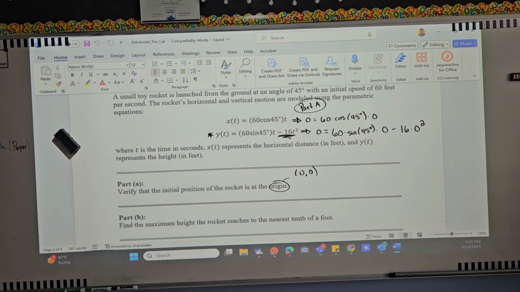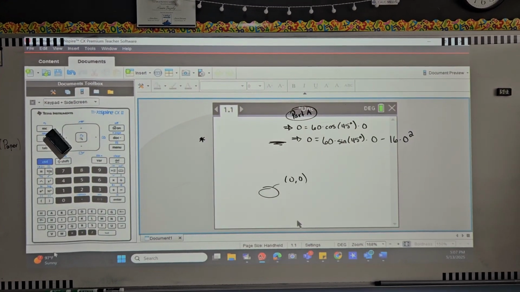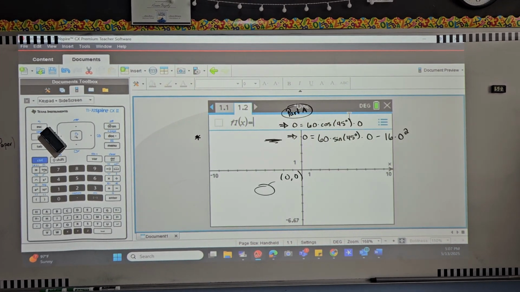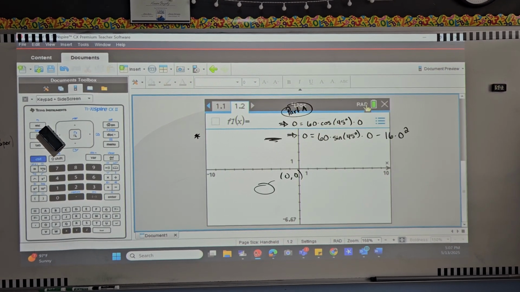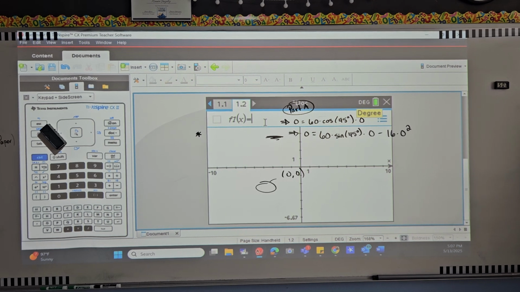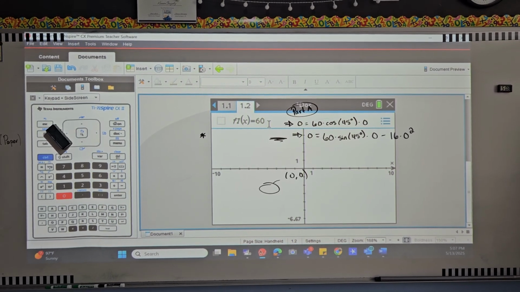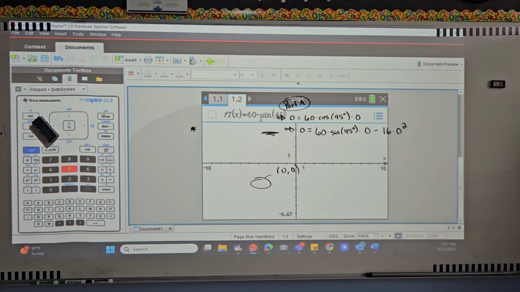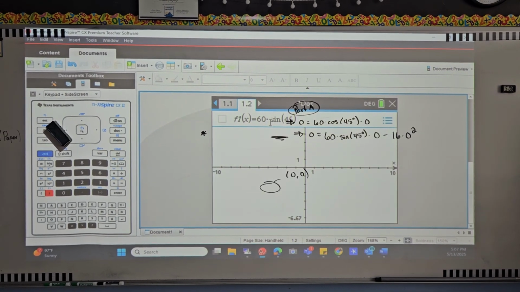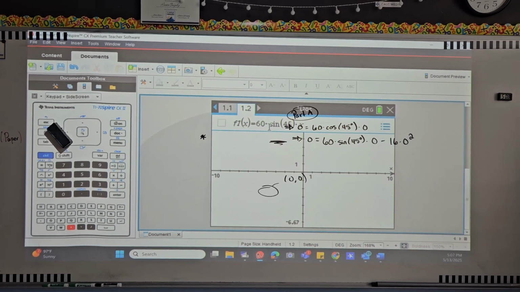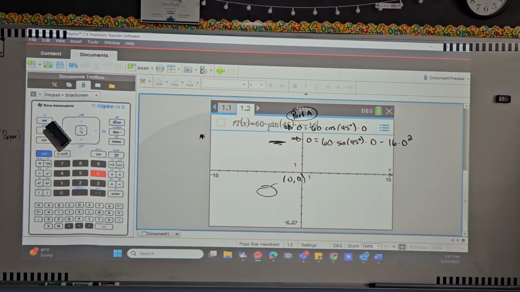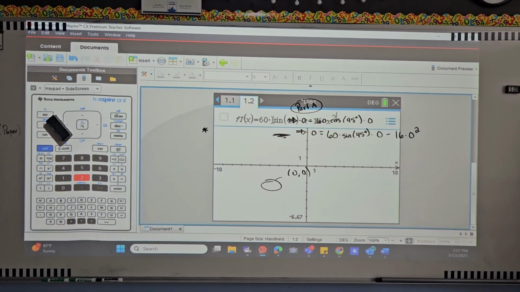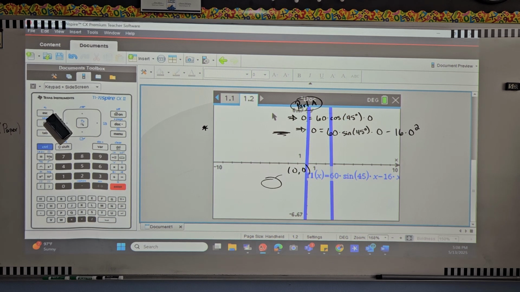So when I go to the calculator, right, I need to make sure that I go to the graph. I need to make sure that my calculator is in degrees, right? If it's in radians, just press on it, right? So then what do I have? Well, I have 60 times sine of 45 degrees, right? Times x minus 16 times x, and you square it, right? Should be it. And there it is.